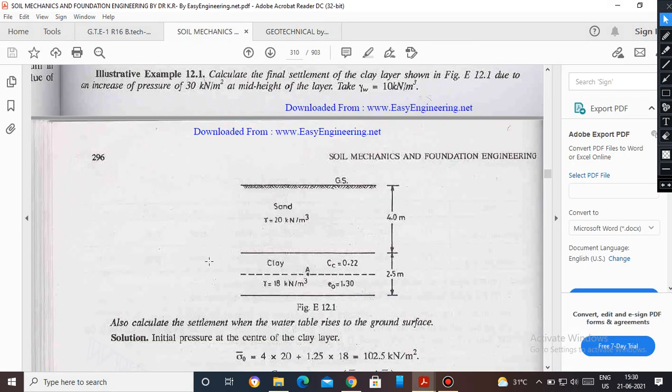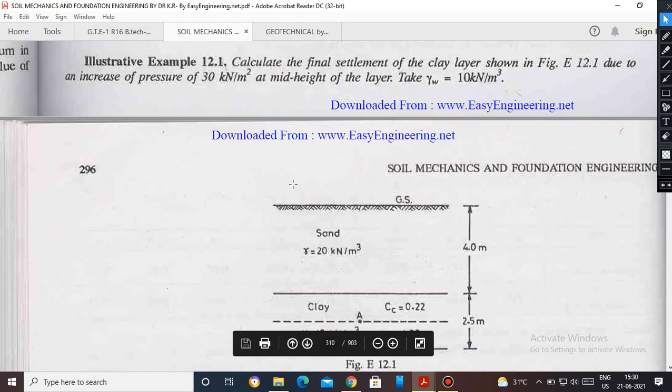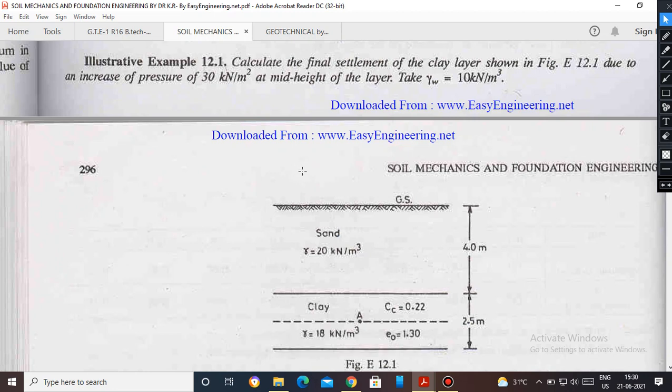Next, in the same way, we will solve one more problem based on this consolidation concept, with different types of clay layers. Calculate the final settlement of the clay layer shown in the figure due to an increase of pressure of 30 kN per meter square at the mid height of the clay layer. Take gamma w, the unit weight of water, equal to 10 kN per meter cube.